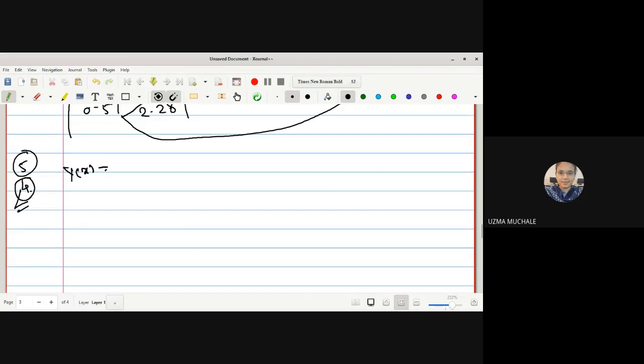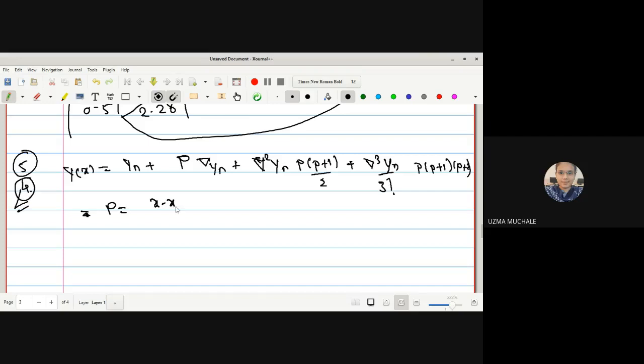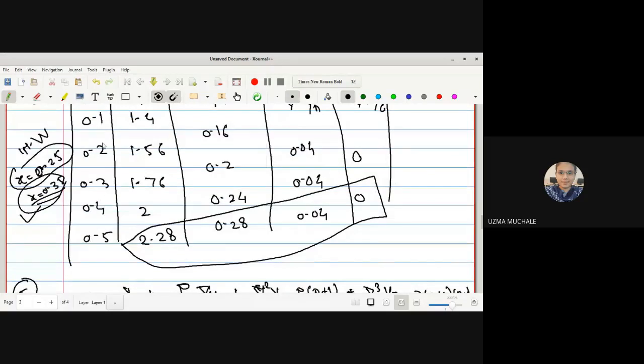So let us write down the formula: y of x is equal to yn plus p into del yn plus del square yn into p into p plus 1 divided by 2 factorial plus del cube yn divided by 3 factorial into p into p plus 1 into p plus 2. What is the value of yn we have calculated? Before that, let me find the value of p, which is x minus xn divided by h. The common difference h is 0.1. And what is xn? It is nothing but the end value 0.5.